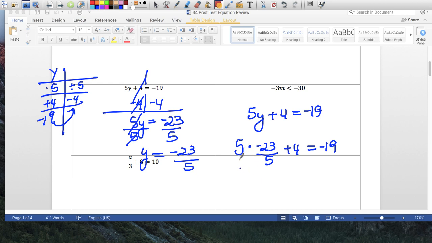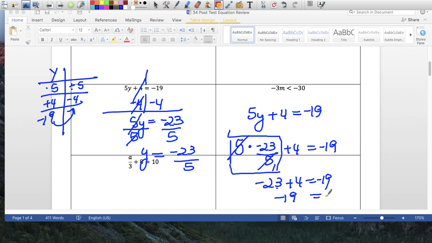Well, we gotta do this first, right? We gotta do these two first. Multiplication comes before addition. So over here we can simplify the 5 and a 5 here, right? And I have 1 left over and 1 left over. 1 times negative 23 is negative 23 plus 4 equals negative 19. And just to make sure, negative 23 plus 4 is negative 19, which equals negative 19 on the other side.